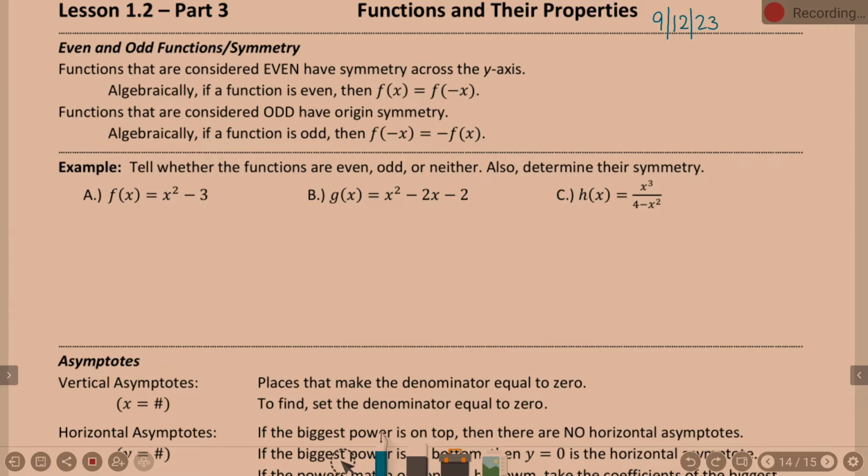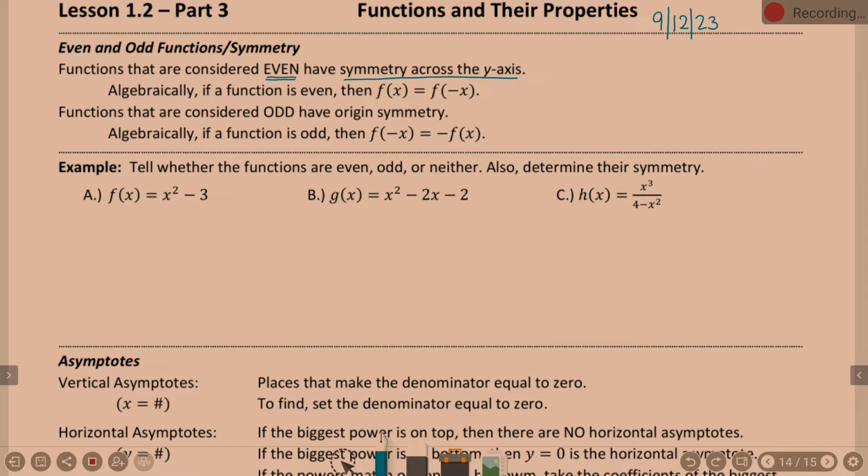So, here's what I'll tell you. Even and odd has nothing to do with whether the numbers are even or odd in the problem. Okay, not that type of definition. If a function is considered even, there's two different ways you can tell. Easiest option is to look at a graph. If you can look at a graph and you see that a graph is symmetric across the y-axis, then it is what we consider an even graph.